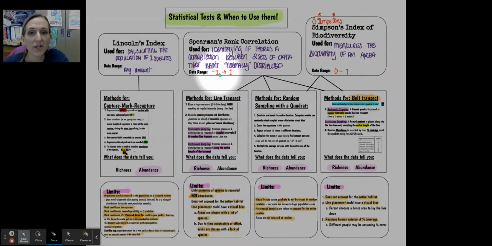The data range can be -1 to 1. -1 means that it's a negative correlation. So if the steepness of a slope at a sandy shore is increasing, the biodiversity starts to go down, and that line does look like a negative correlation. Or it could be +1. +1 is a perfect positive correlation. So if something is increasing, another thing is increasing at the same time.